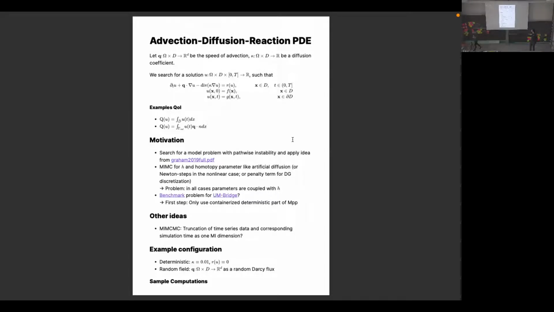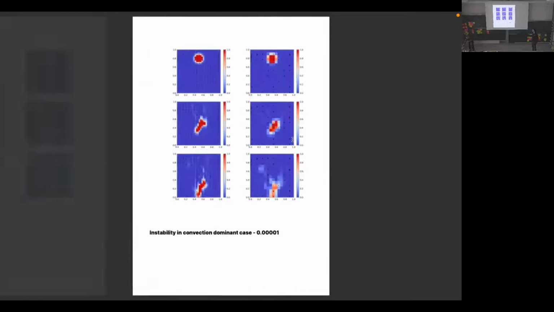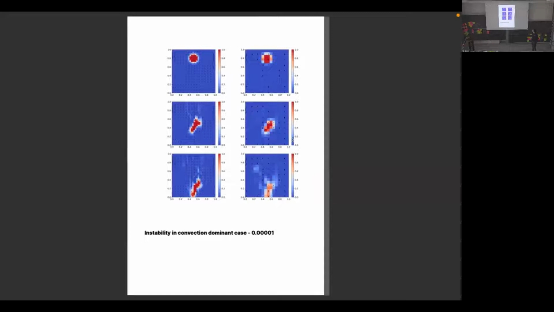benchmarking sheet here. Linus, do you know how to switch slides here? Oh, yeah, this is a sample, so a random Darcy flux. And yeah, 2 sample computations and also 1 unstable one.